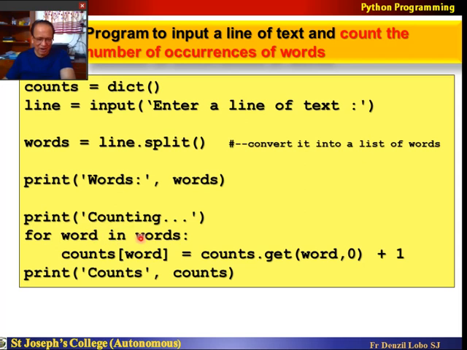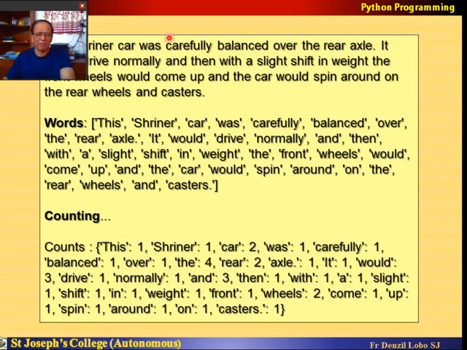So for every word in words, I create a dictionary with words. If it is not there for the first time, I assign 0 plus 1, so it appears once. Otherwise, you get the number of occurrences of that particular word in counts, add 1 to that, so increment by 1. So at the end you get, for example, I have got a text here. I have entered this text. It is converted into a list of words, a list of strings, and then I do the counting.